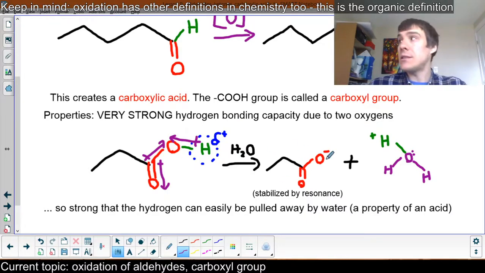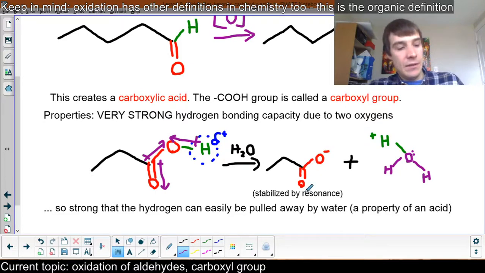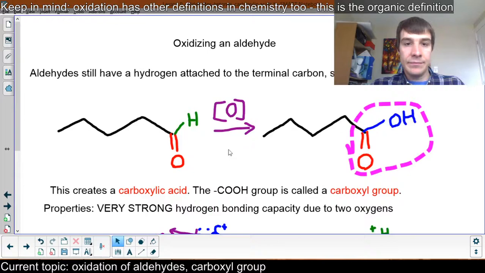This anion is stabilized by resonance. Right? It's relatively stable because the negative charge can jump between the two oxygens, like we've talked about before. So it makes it even more likely to be an acid. So that's carboxylic acids. They've got these cool properties, and they get created by oxidizing an aldehyde.